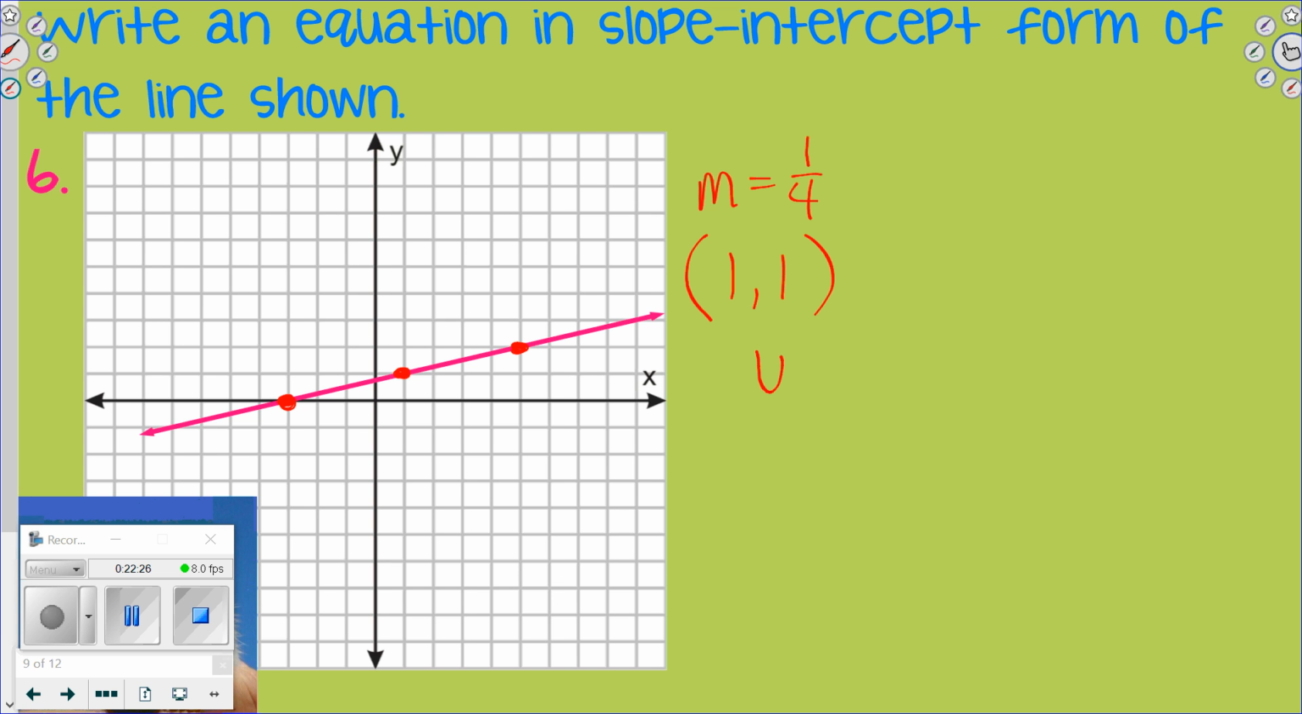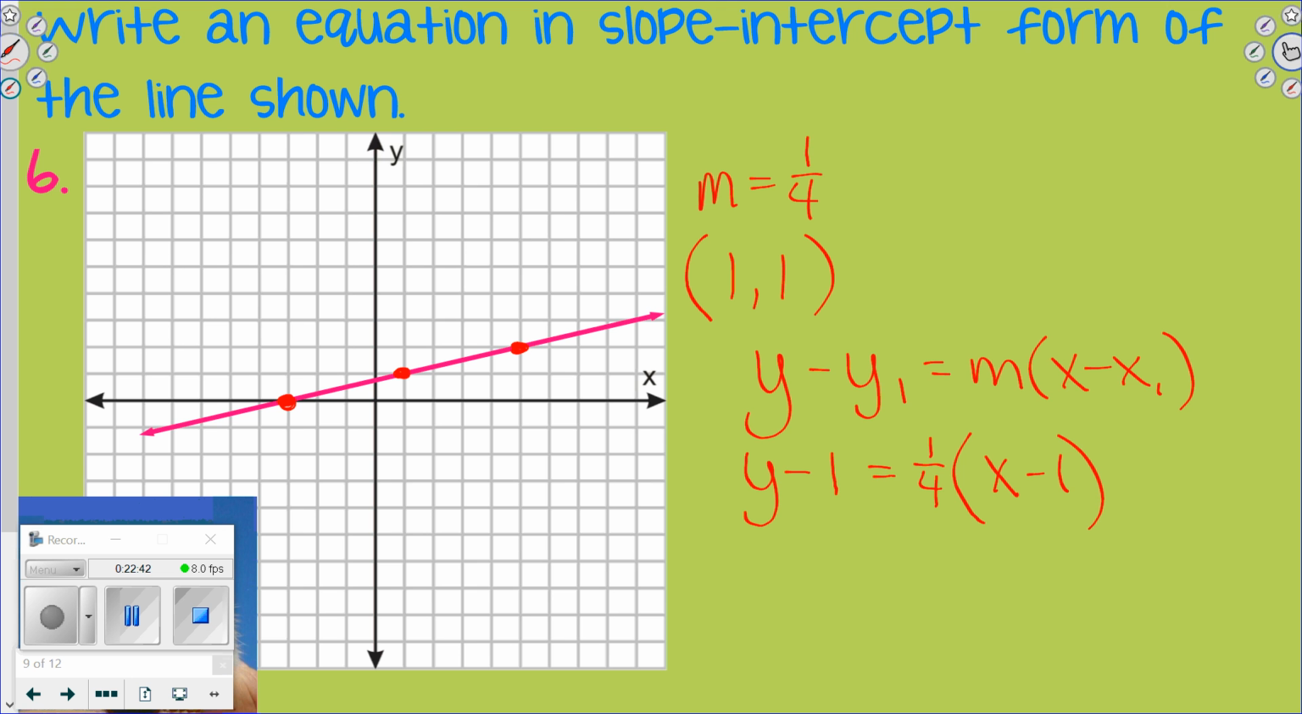Plug it in point slope form, right? Y minus y1 equals m x minus x1. All right, so here we go. So y minus my y value, which is 1. My slope I found was 1/4. X minus the x is 1. The beautiful thing about that formula, as long as you have a point and a slope, it works. It doesn't matter which point you pick on the line. As long as it's on the line, that's all that matters.